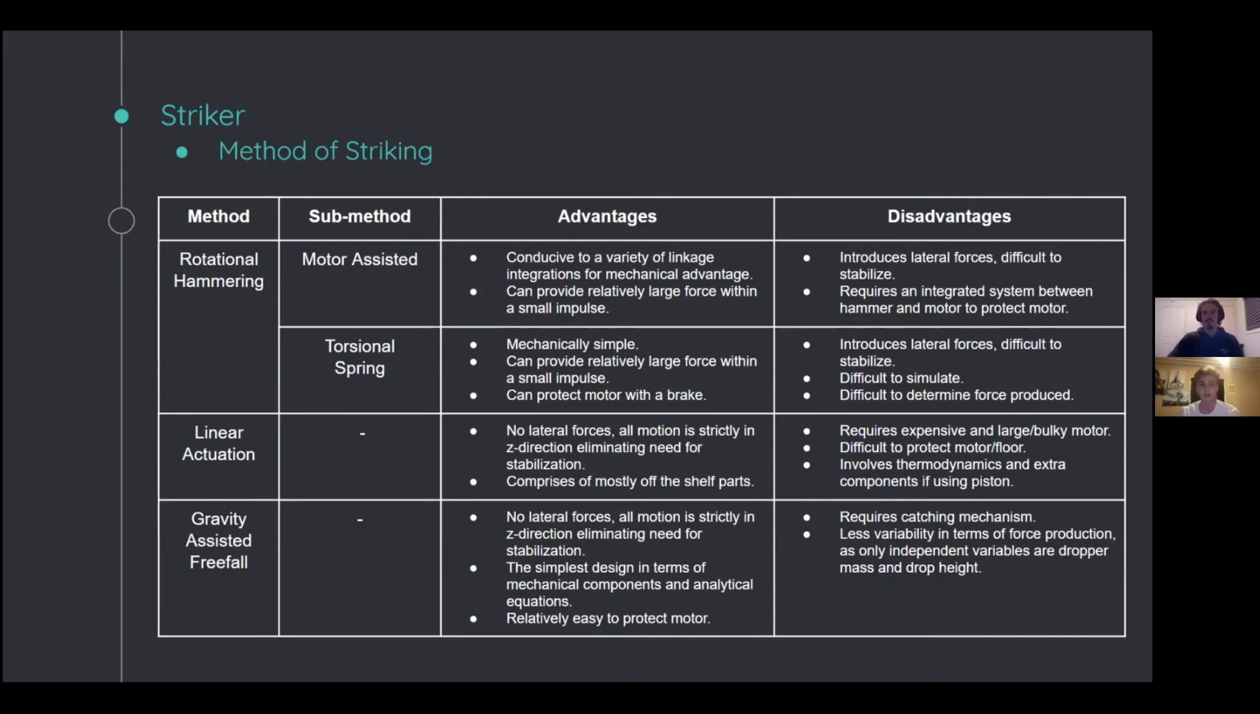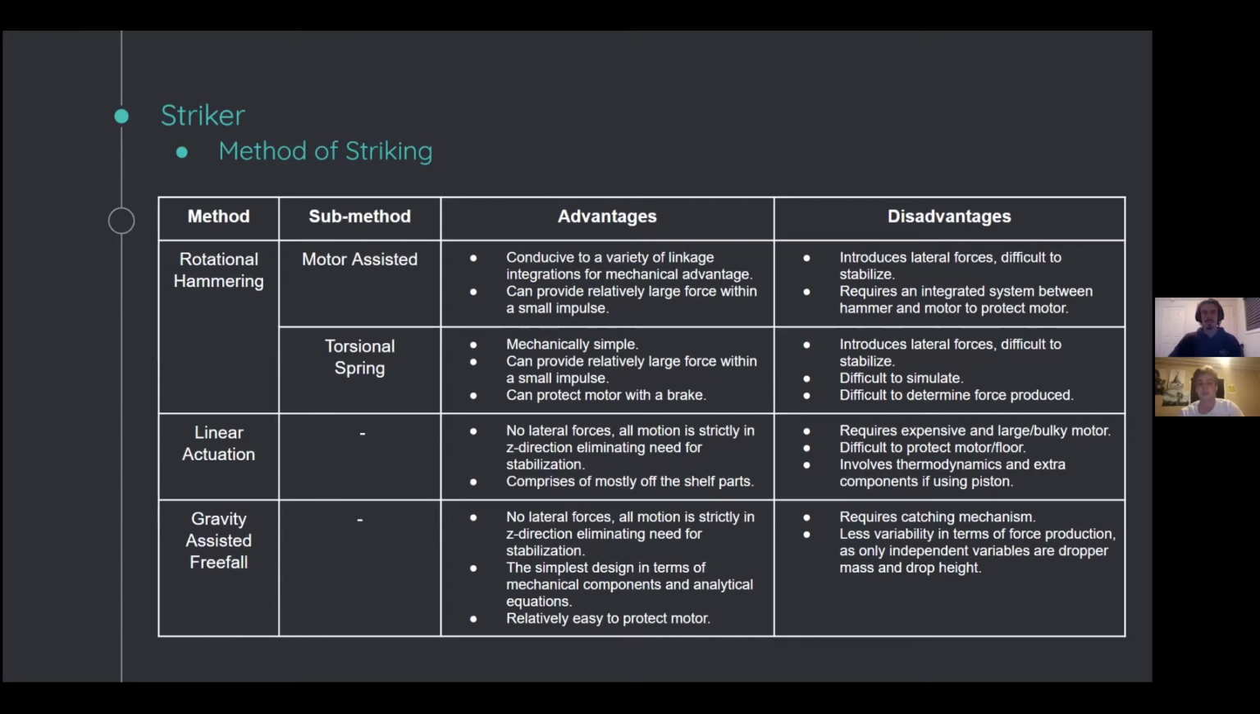The most promising design schemes for achieving the specifications listed previously can be broken down into 3 methods: rotational hammering, linear actuation, and gravity-assisted freefall. The table in the slides serves as a tabulated comparison of these advantages and disadvantages. Comparing the pros and cons, the final design selection for the striker mechanism was the gravity-assisted freefall method.